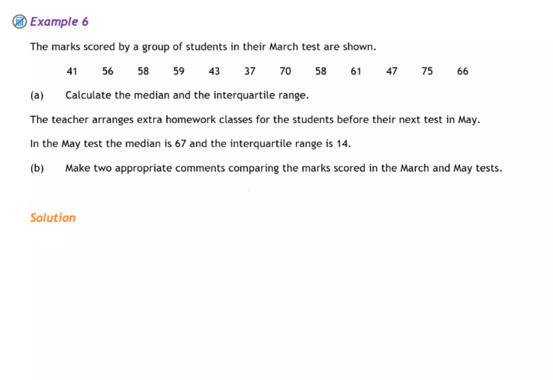Okay, so let's have a look at example 6 here. We've been given the marks scored by a group of students in their March test. We can see immediately that these marks are not in ascending order, and that is important, as we'll need to organise those. But first of all, part A, calculate the median and the interquartile range, so two things to work out there.